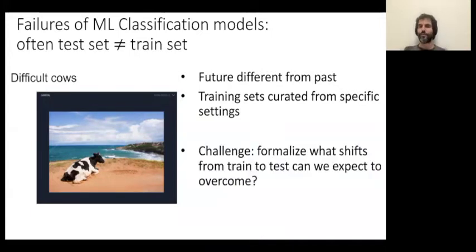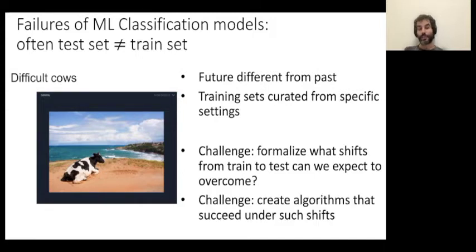And the challenge is, how do we formalize what shifts from train to test we can expect to overcome? Because obviously, if the test distribution is completely unimaginably different from the training set, we cannot expect anything to succeed. So how can we formalize what's a plausible shift? And how do we create algorithms that would succeed under what we deem to be plausible shifts? And I'll talk about some thoughts about this in this talk.